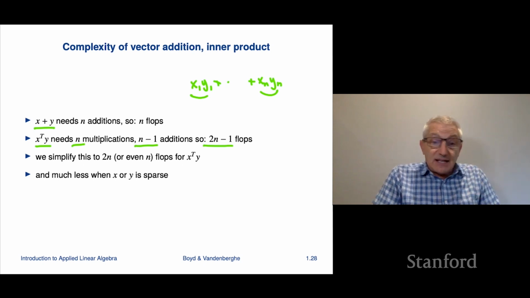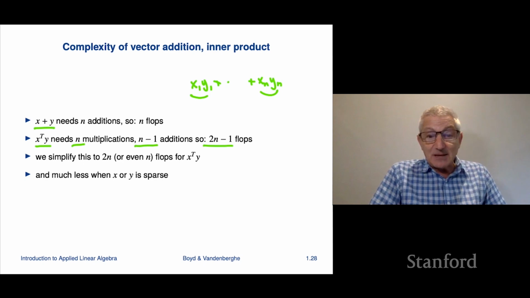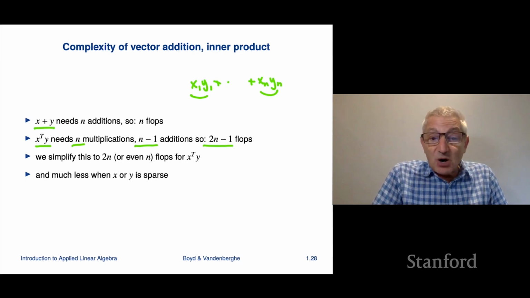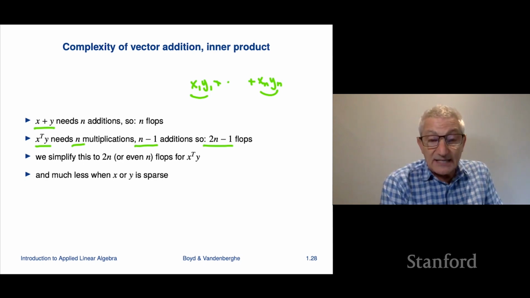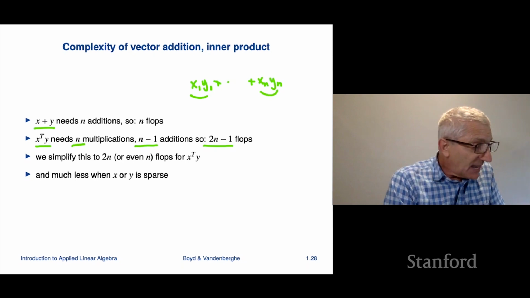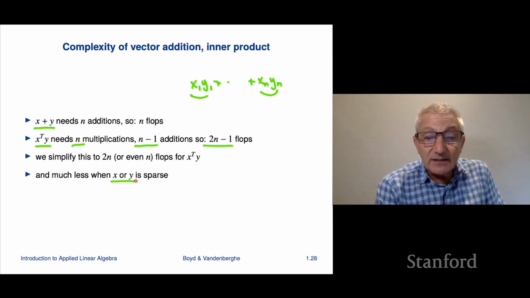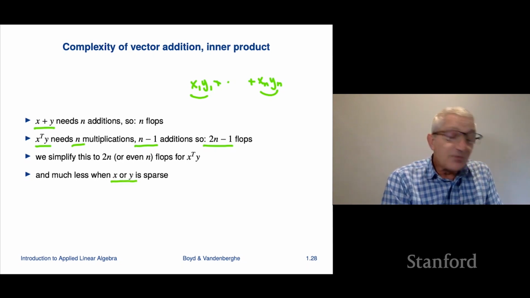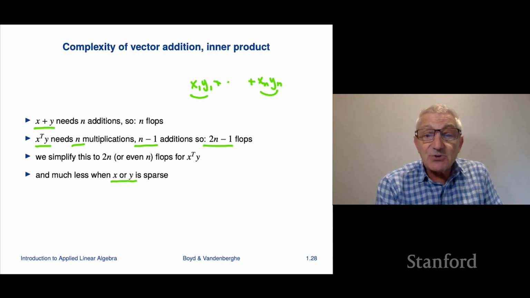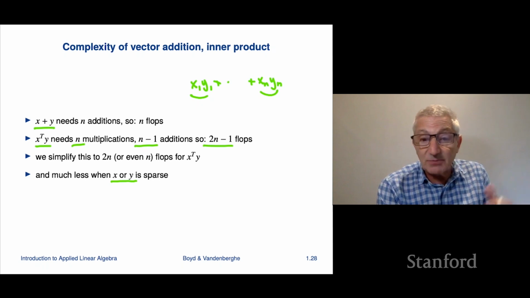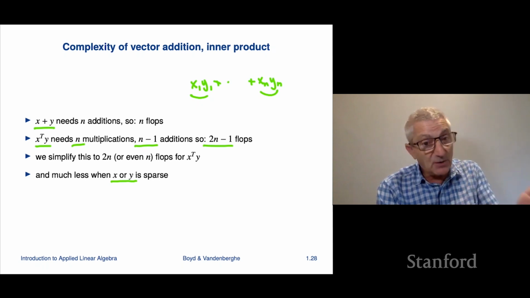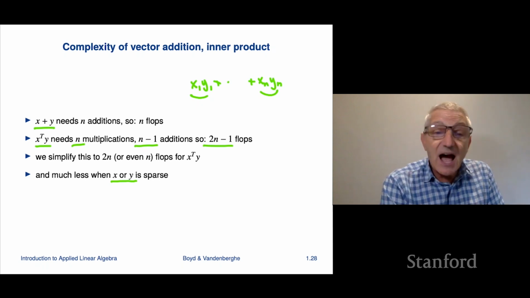Now, incidentally, this is interesting. We can say something about if one of these vectors is sparse, that can be a whole lot less. For example, suppose x is sparse and y is not. x is sparse means that most of its entries are 0. Now, when I calculate an inner product, I don't have to worry about those entries because all I'm going to do is multiply xi, which is 0, by yi. It doesn't matter what y is. I don't have to do it.